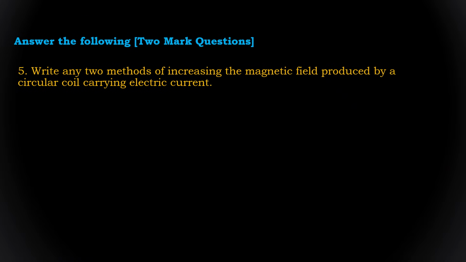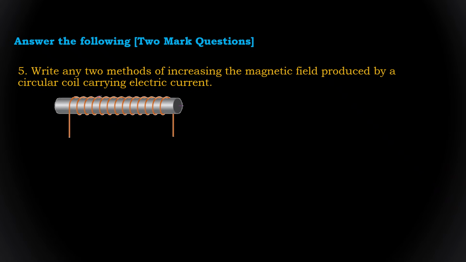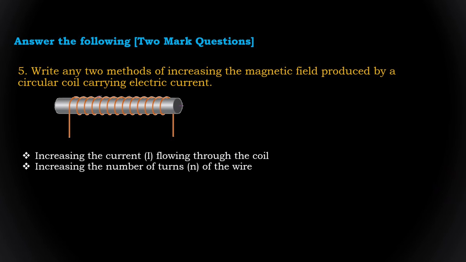Fine. From this question, the 2 mark questions are going to start. The question is, write two methods of increasing the magnetic field produced by a circular coil carrying electric current. This question clearly tells about the solenoid. So in a solenoid, how can we increase the magnetic field? The two ways are, one, we can increase the current flowing through the coil, and the other one is increasing the number of turns of the wire. Having said this, we'll go to the next question.